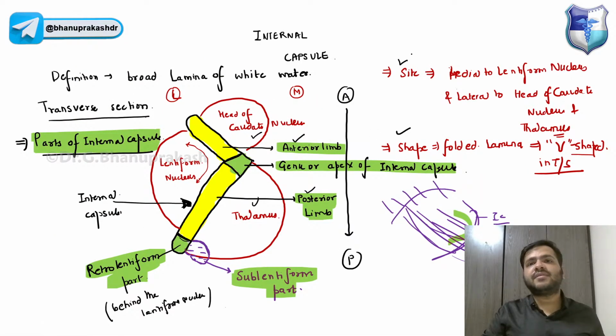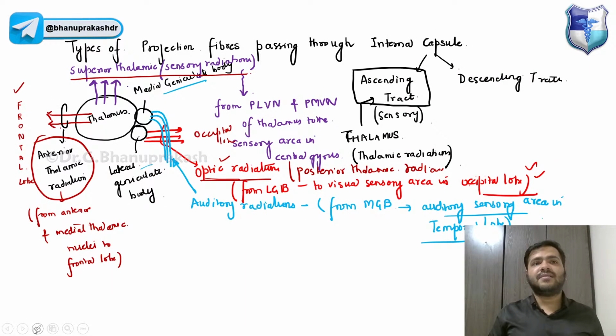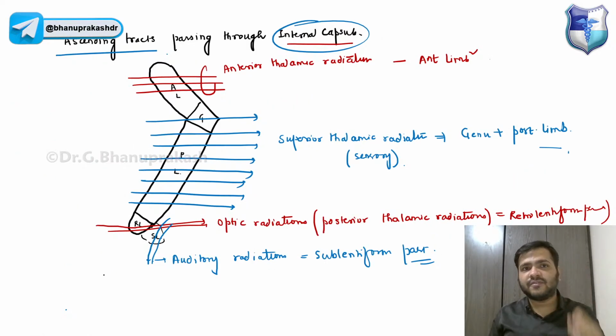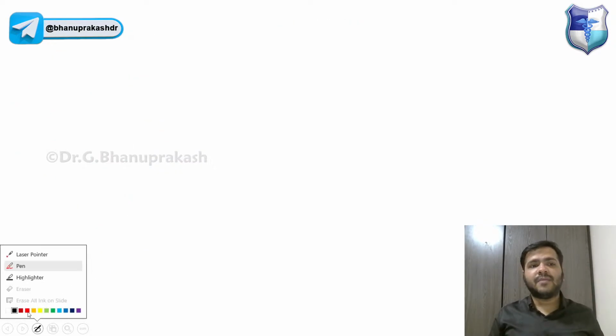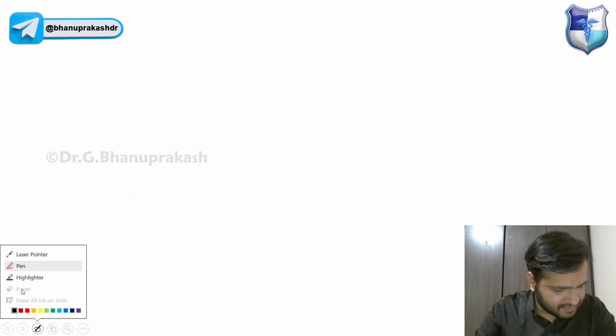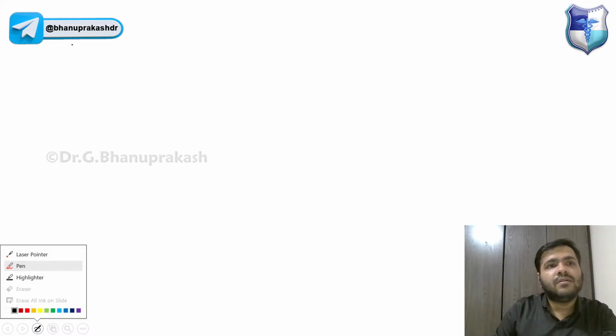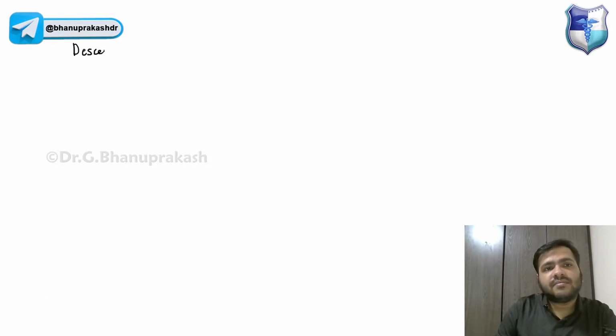Internal capsule: we have discussed the site, the shape, the parts, the types of projection, and the ascending tracts, how they pass through the internal capsule. Coming on to the descending tracts, guys, the descending tracts of the internal capsule.